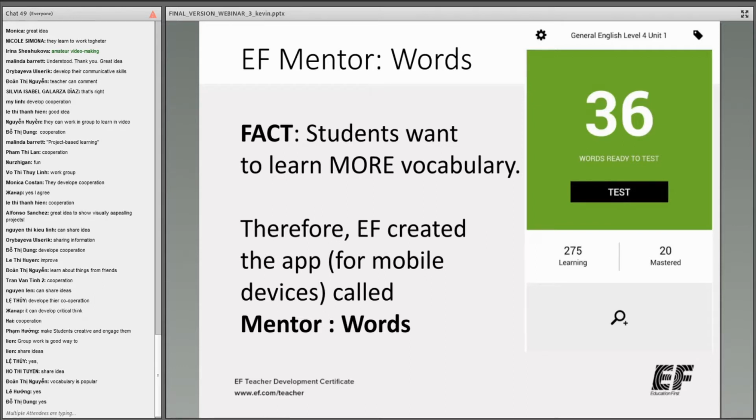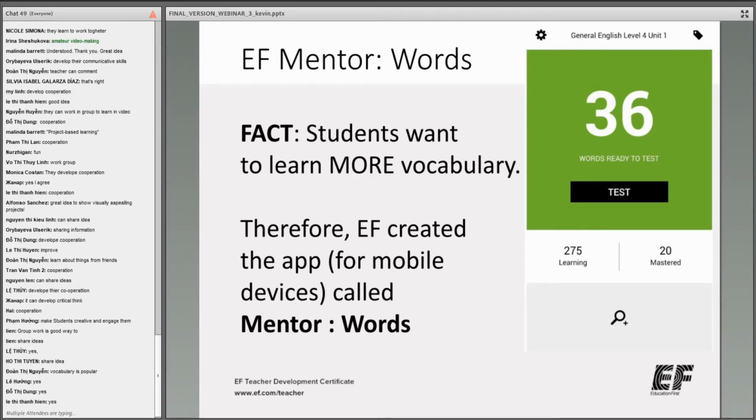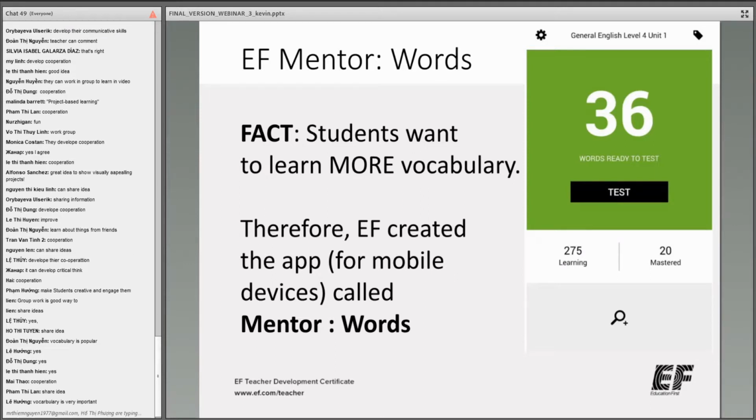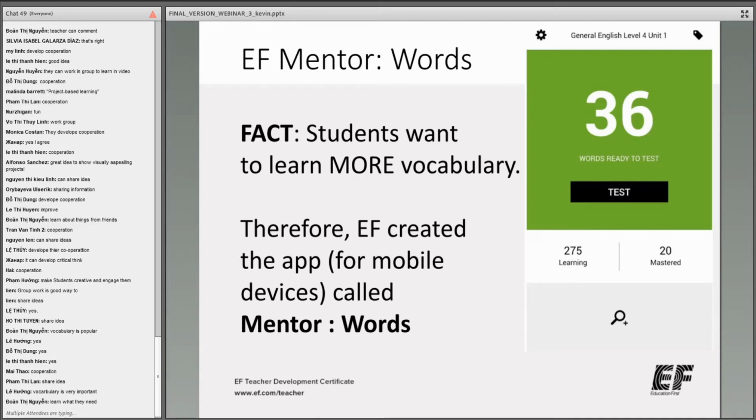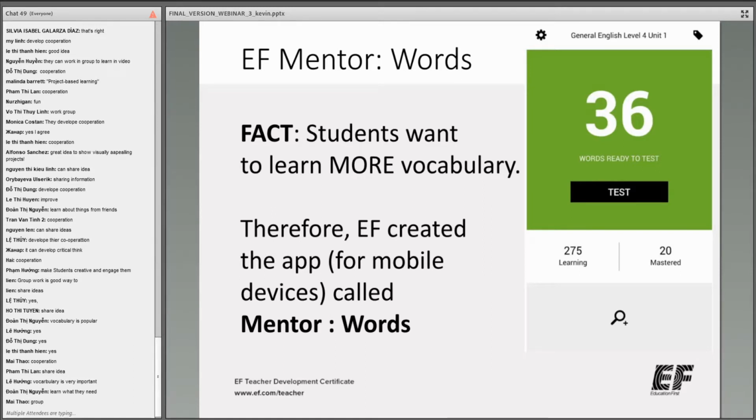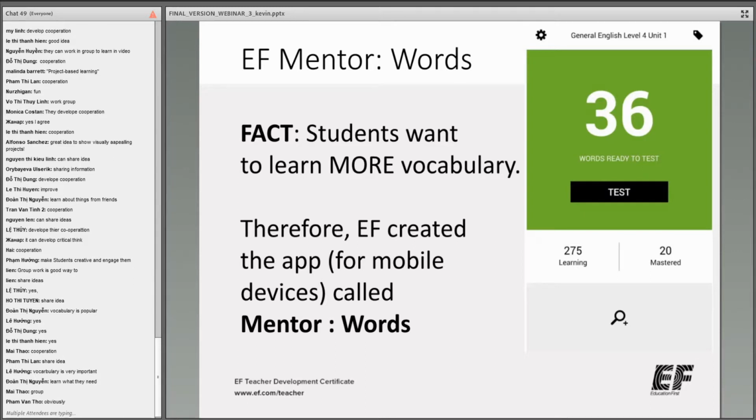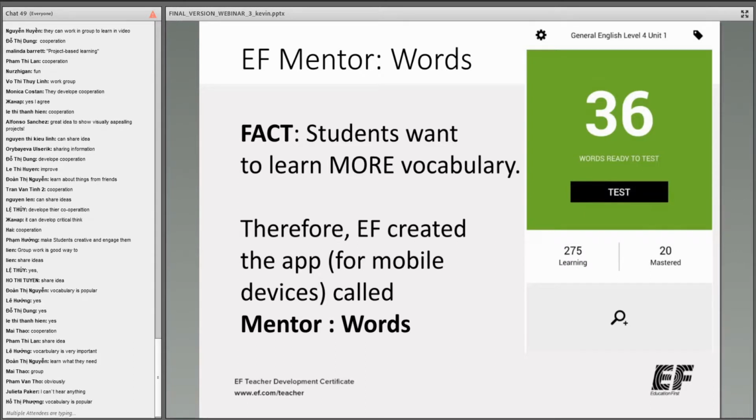The first one is called EF Mentor Words, and it's a fact that when you ask students, so why are you studying English? What do you want to get better at? Many of them, or the majority of them, say that I want more vocabulary. It's the sentence, the few words that I keep hearing over and over again. And I'm pretty sure that many of you would agree with that. And for that reason, EF created this application. It's an application for mobile devices, and it is called Mentor Words.